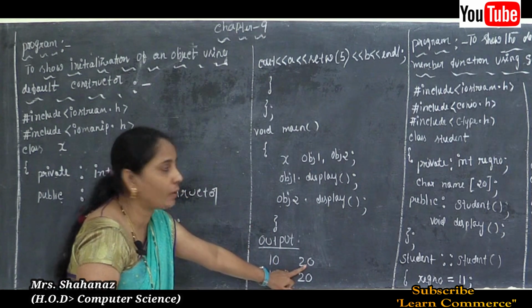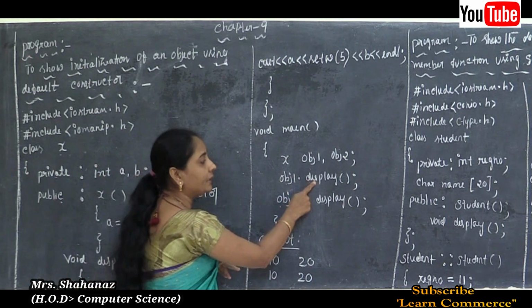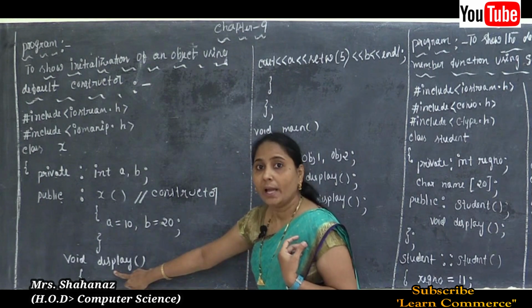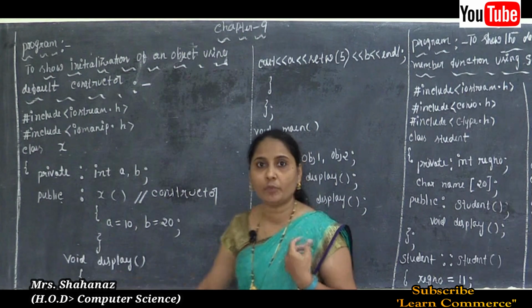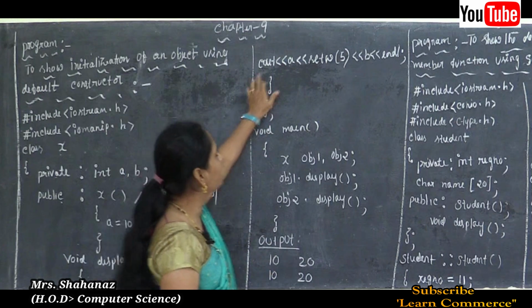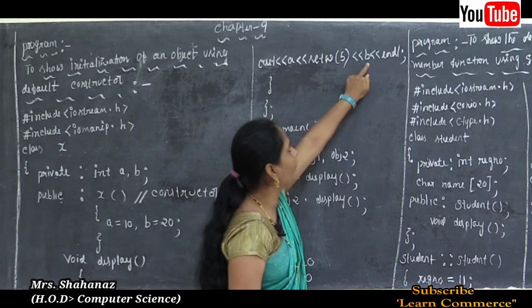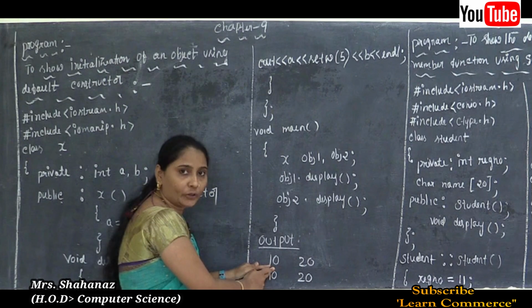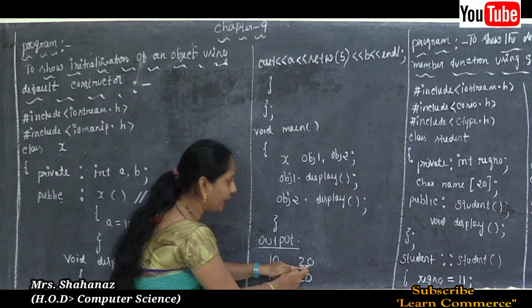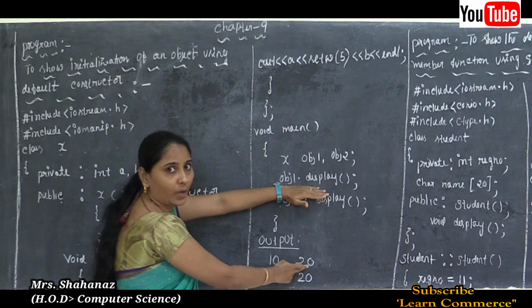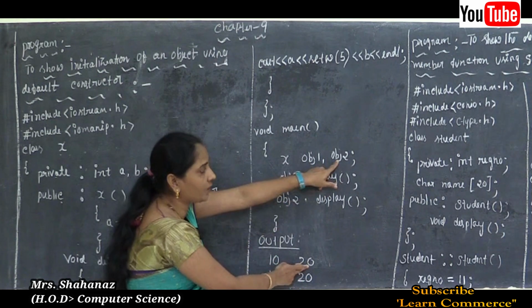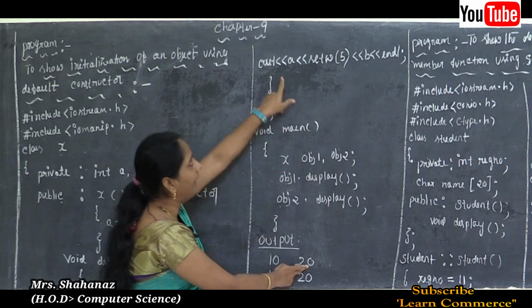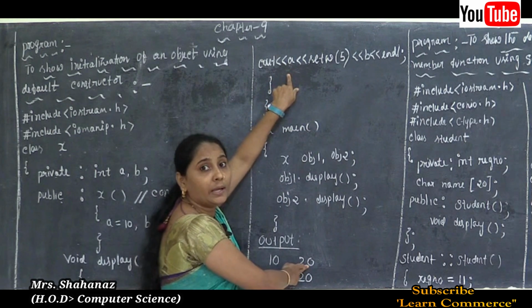How is it going to display? Because in obj1 display, in our display member function, this is the member function of display. In the display member function we write some message. The message is 10 and, leaving some space, 20. Because of this reason it is going to display the output as 10 and 20. Not only one time: we are going to access the other object, obj2 dot display. Again we are going to display the values 10 and 20.